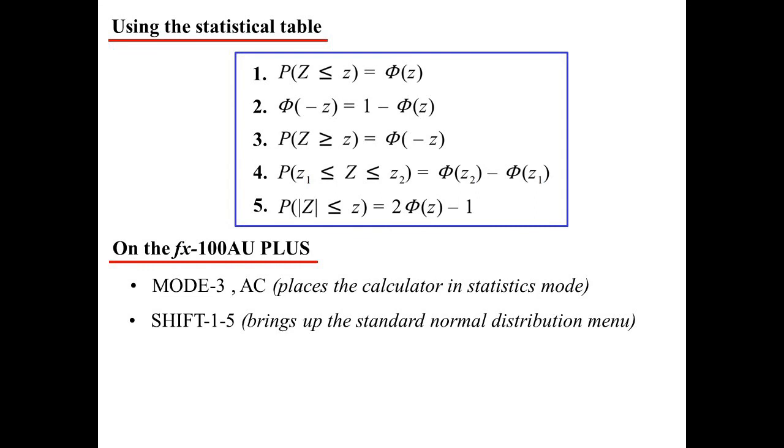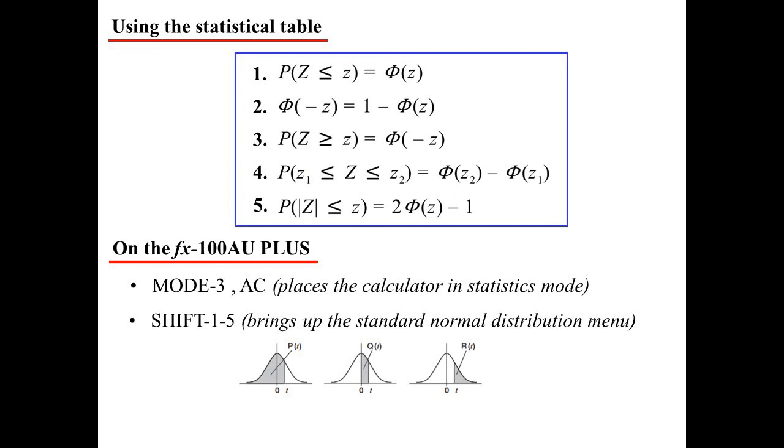So shift 1, 5. Now what you're basically doing, it has 3 functions there. It has P, Q and R that you can choose from. P is the one I've just been talking about. It's the cumulative one going up to the point. Q will tell you from 0 to a point. And R basically gives you the opposite of P. It gives you the top part of it. So there are 3 things it can find for you on the calculator.